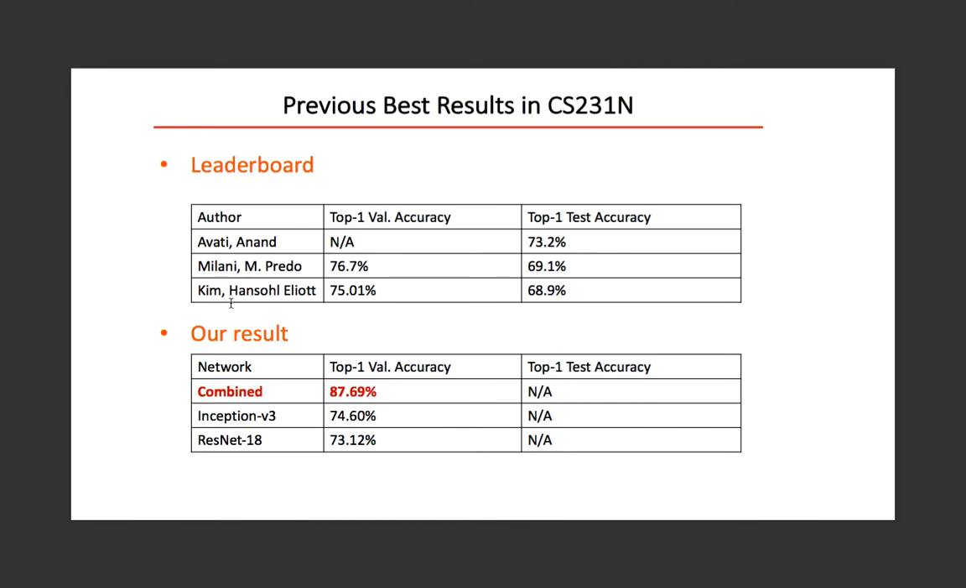So in our project, we first try to use similar approaches to reproduce the results that Milani and Kim achieved. So we also used transfer learning to train an Inception v3 network and a ResNet 18 network. And we achieved 76.6% of validation accuracy for the Inception v3 network and 73.12% of validation accuracy for the ResNet 18 network. As we can see, it's similar to what has been achieved by the previous people, but slightly lower.